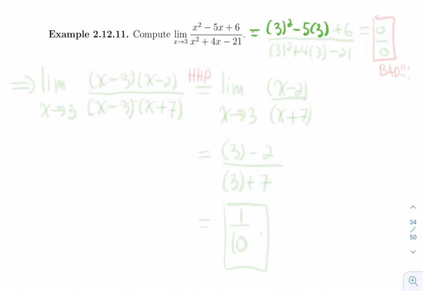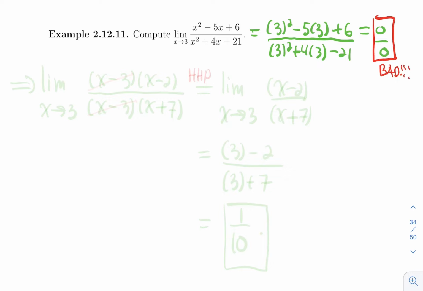You can kind of foresee what's going to happen here. If you're not getting 0 over 0, it's boring. So plus 6, you're getting 9 minus 15 plus 6. Whoa, we get a 0 here. And then what about down there? You're getting 3 squared plus 4 times 3 minus 21, so 9 plus 12, which is 21, minus 21. What? Okay, so you're getting 0 over 0. Super bad. Okay, so bad limit.